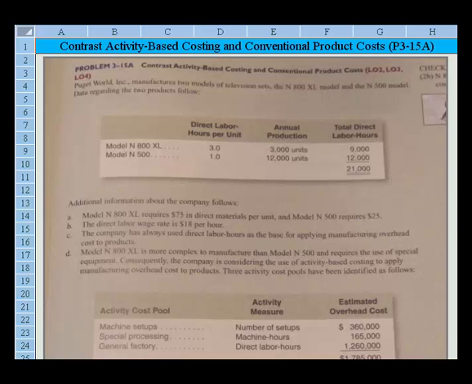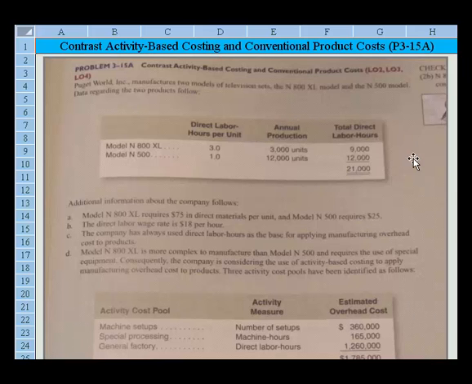Puget World manufactures two models of television sets, the N800XL and the N500. And you can see in the table data to the left that the annual production is 3,000 units for the model N800XL and 12,000 units for the N500. Direct labor hours per unit are 3 for the N800XL and 1 direct labor hour per unit for the N500. And the total direct labor hours are 9,000 and 12,000 for a total of 21,000.